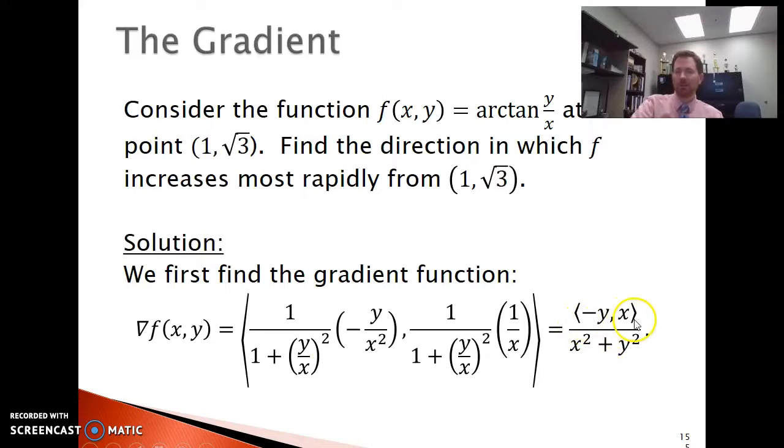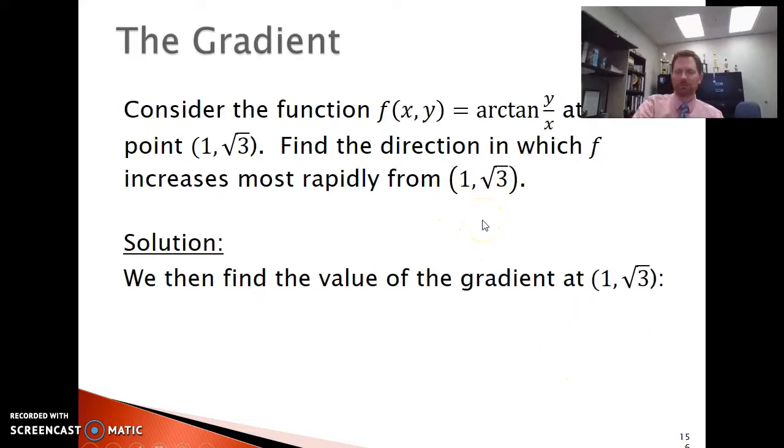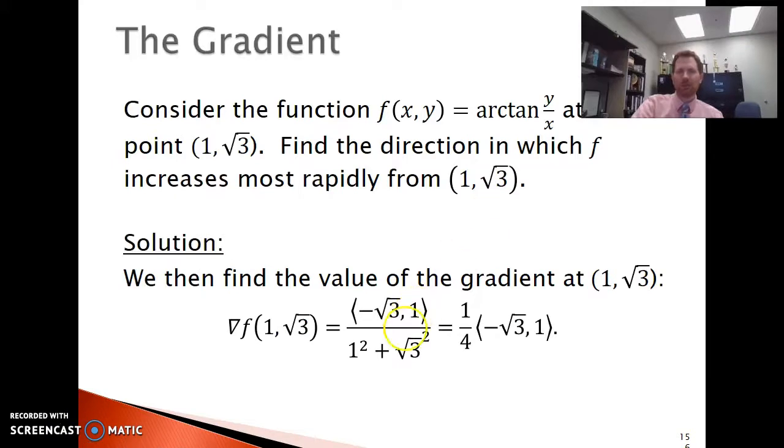If we simplify this through algebraic manipulation, it simplifies down to a very nice expression: the vector (negative y, x) over the expression x squared plus y squared. We must then find the value of the gradient at the point (1, square root of 3) by plugging in those values for x and y, and we get 1/4 times the vector (negative square root of 3, 1). So this vector points in the direction of most rapid increase.